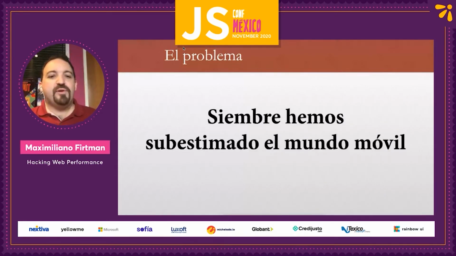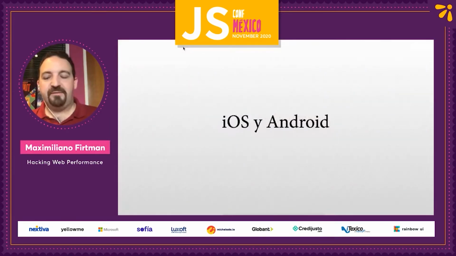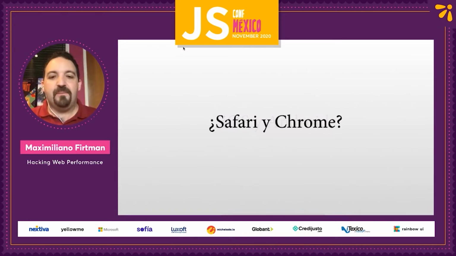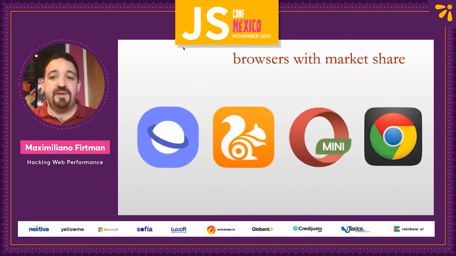We have always underestimated mobile in many ways. Nowadays, mobile is iOS and Android. We know this. We're not going to argue about that. But does that mean that it is Safari and Chrome strictly? Well, that's not so simple. There are many browsers today with enough market share to make us test our website in those browsers. So those are Samsung browser, UC browser, Opera Mini, and the last is Chrome, but not any Chrome: iOS Chrome or Android Chrome.